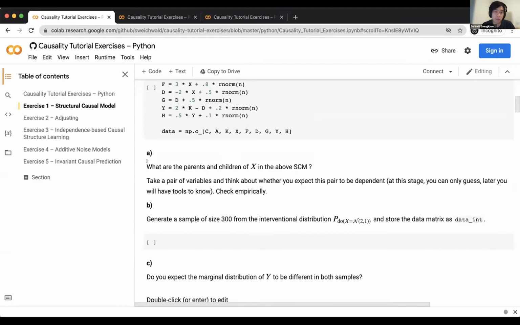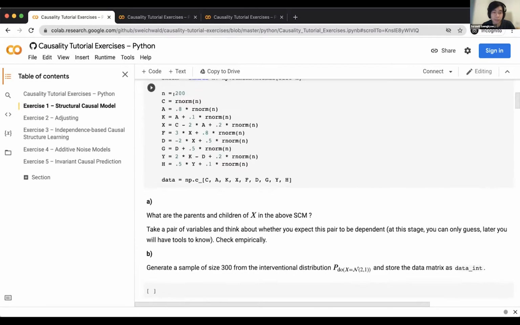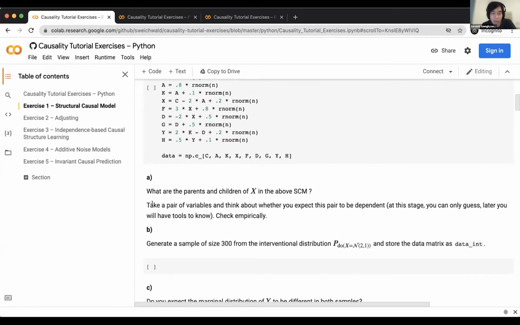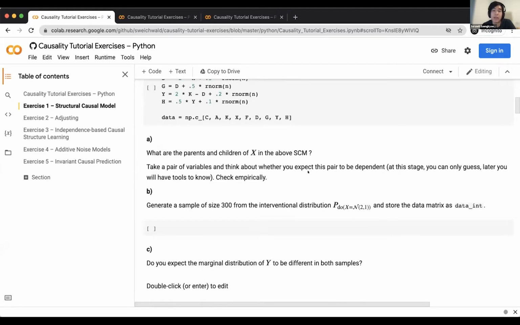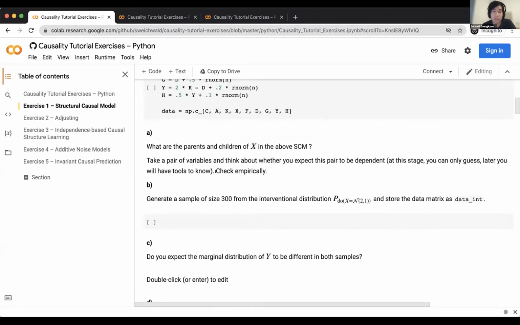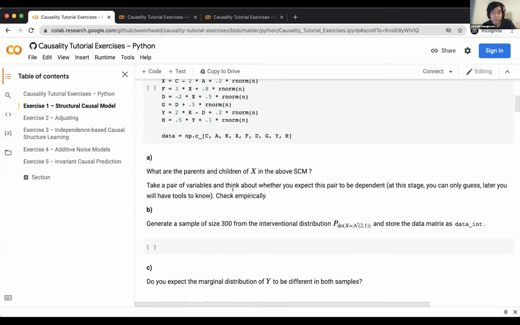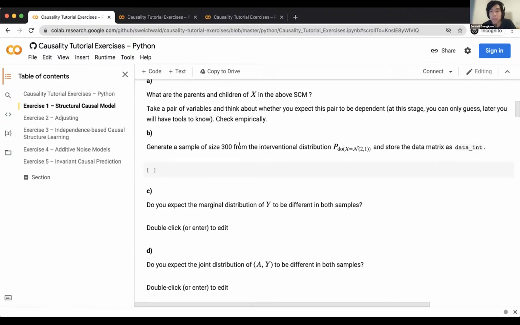And the first thing we ask is, what are the parents and the children of X in the SCM here? So this is the graph. The SCM also induces a graph. We just ask what are the parents and the children of X in the graph induced by the SCM. And then you take a pair of random variables here and think about whether you expect this pair to be dependent or not. And from this sample that we have, all right? And then you just check this empirically. And by empirically, you can, for example, plot the correlation.